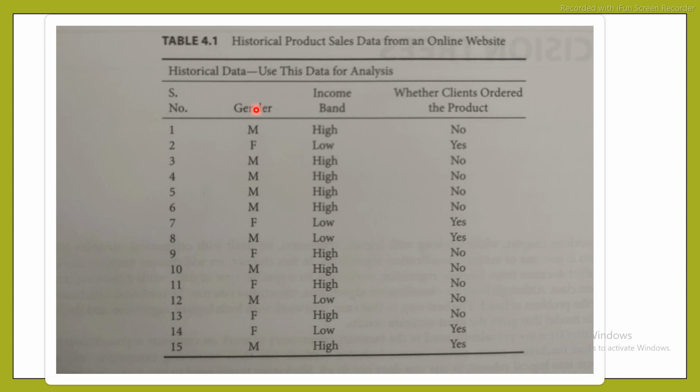Let's say you have two attributes, gender and income band, and whether the client ordered the product or not. This is the class, yes and no, two classes, and you have two attributes, gender and income band. Let's say a person is male and his income is higher, and the person has not ordered the product. So we have these combinations. Which will be the splitting criteria, whether you split the node through gender or income band? That could be decided through information gain or entropy.